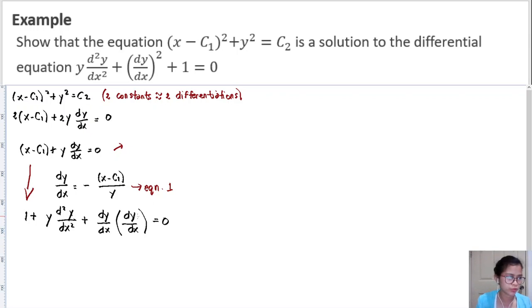Then let's make this more beautiful. This would become y d squared y over dx squared plus dy over dx times dy over dx, that would be (dy over dx) quantity squared. Okay, so observe class, this is not the same with this one. This is a second derivative and this is a first derivative that is raised to 2. Please take note of that. Plus 1 equals 0.